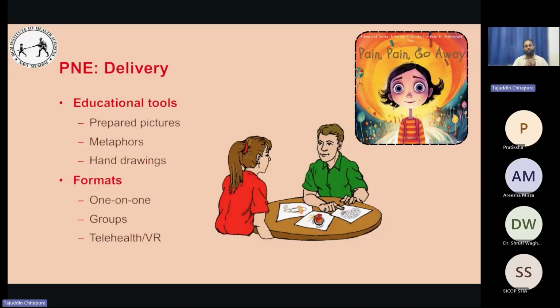So how to deliver PNE? There are different modes or methods, like educational tools. You can use prepared pictures, metaphors and analogies in the patient's own language, through which the patient can understand their problem, hand drawings, or any written material which the patient can understand easily. The format can be a one-to-one session, you can take a group session for patients, or you can give tele-rehab. So these are the different delivery methods of PNE.